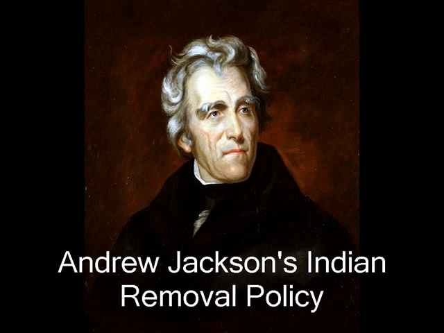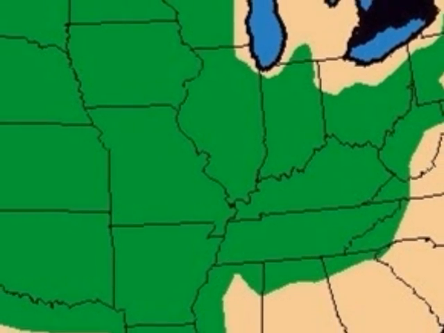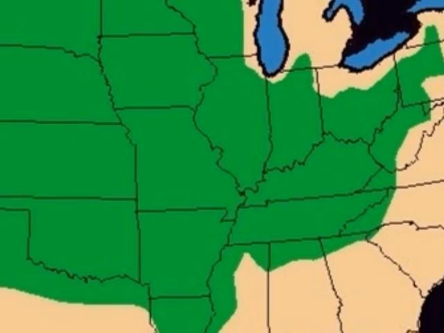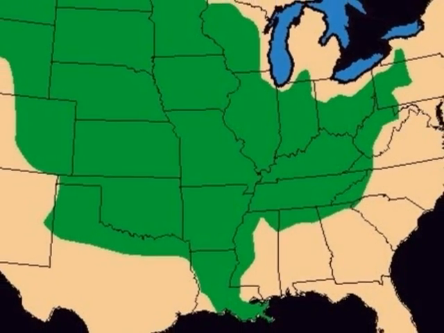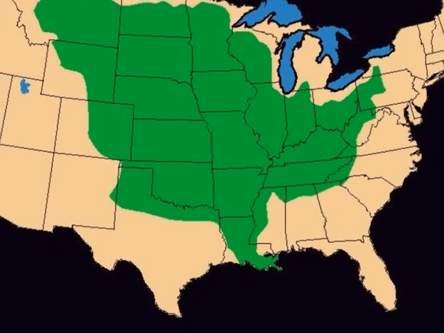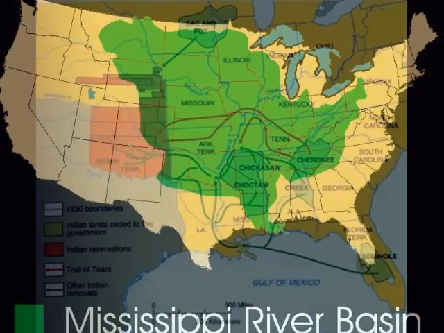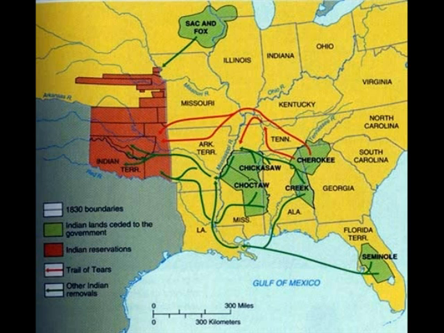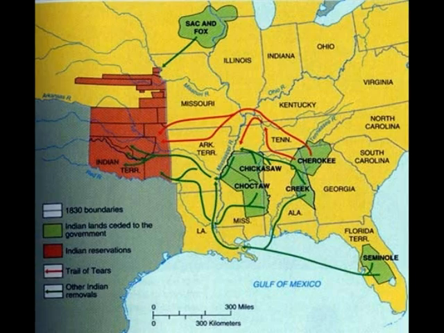Andrew Jackson's Indian policy. By the time Jackson became president, only 125,000 Native Americans still lived east of the Mississippi River. Warfare and disease had greatly reduced the number of Indians in the east. Others had sold their lands and moved across the Mississippi. One of Jackson's goals was to remove the remaining Indians to a new Indian territory in the west.